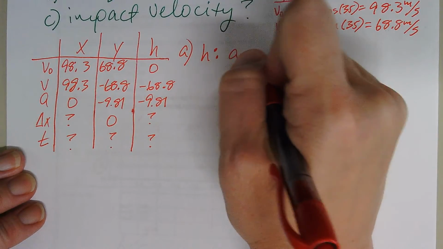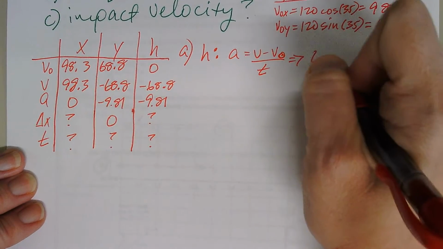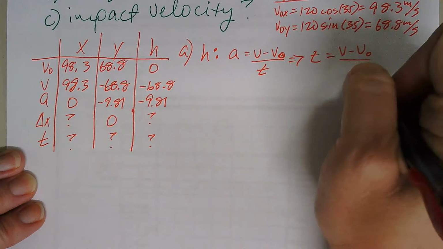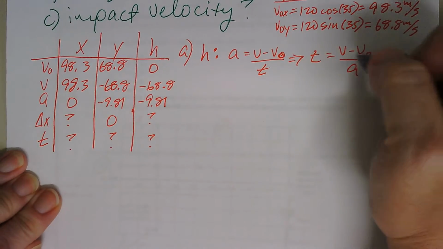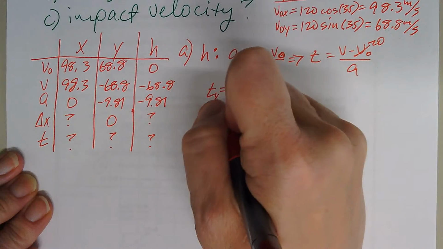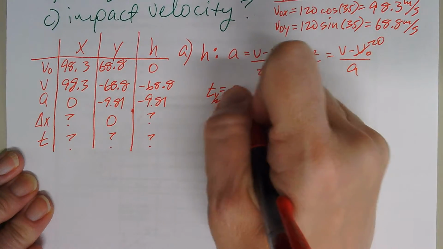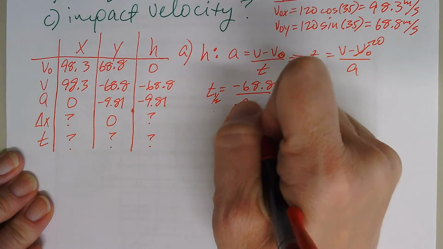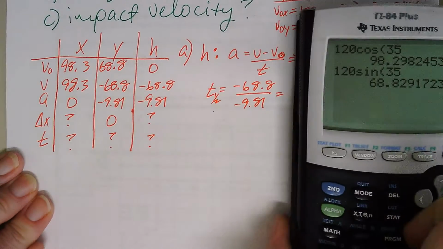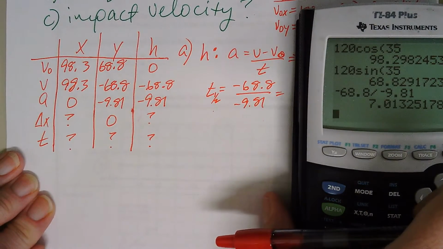So if A equals V final minus V initial over time, then time equals V final minus V initial over acceleration. My V initial here is 0. So then my time for just the halfway point, okay, just for point H and beyond, is negative 68.8 divided by negative 9.81. Okay, and I get about 7.01 seconds.